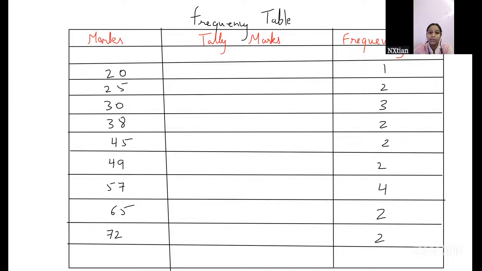But when we calculate the range, we look at the maximum and minimum. What's the maximum marks here? 72, and the minimum marks 20. So we will calculate the range by taking the difference between 72 and 20. First write the frequency table, finish it, and then we will move on to calculating the range.